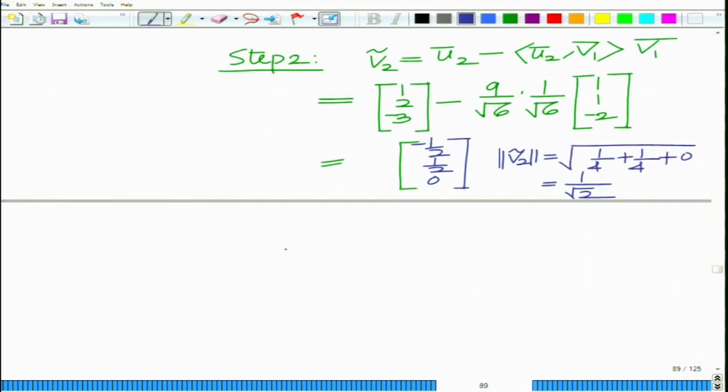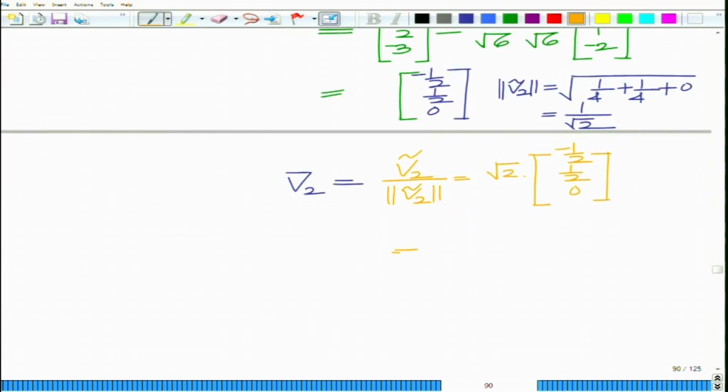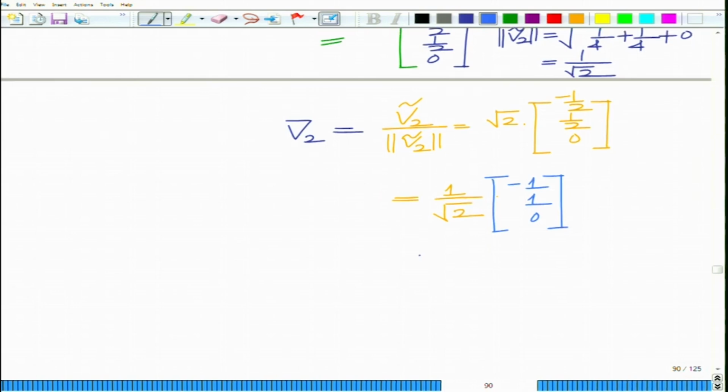So, V2 bar equals V2 tilde divided by the norm of V2 tilde. This is basically square root of 2 times minus half, half, 0. Taking the factor of half outside, this becomes 1 over square root of 2 times minus 1 1 0, and you can clearly see this is a unit norm vector, and you can also see this will be orthogonal to V1 bar.